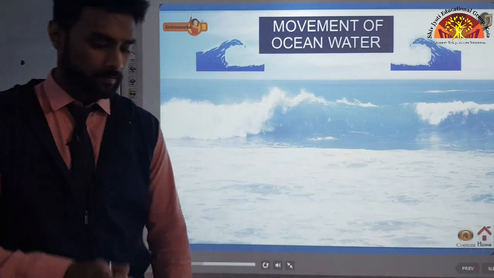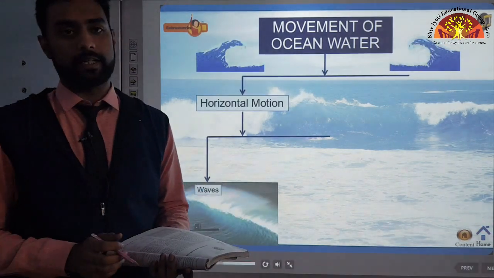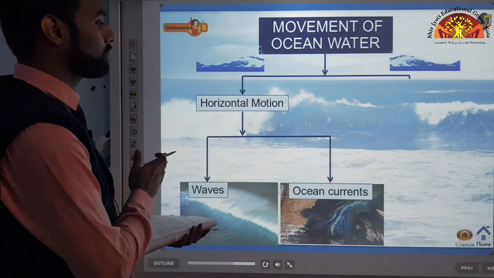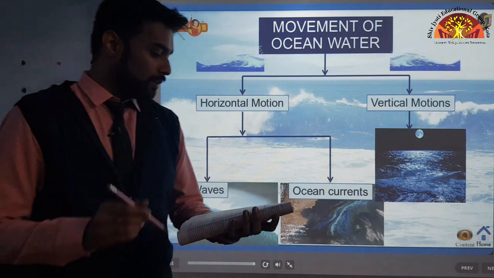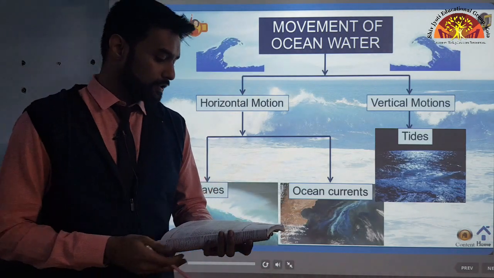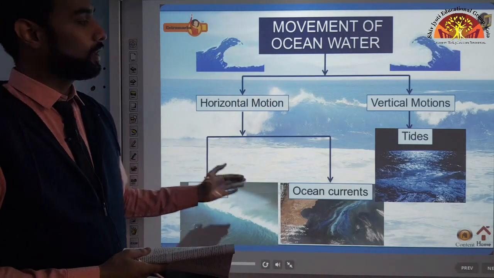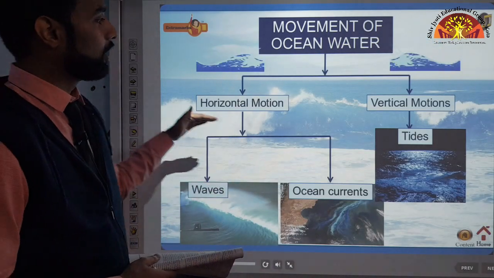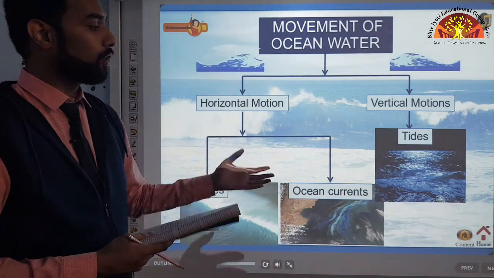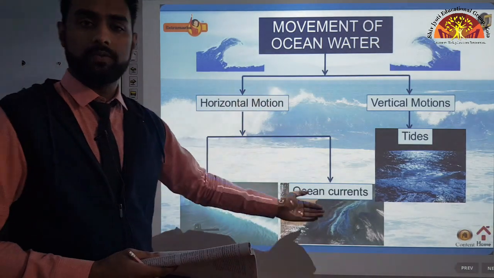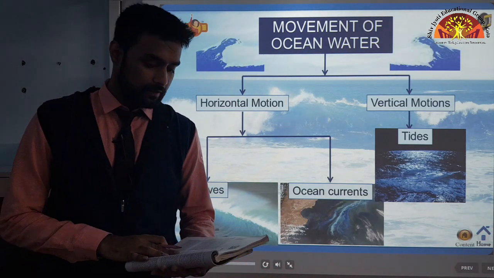Now, there are basically two types of movement, that is the horizontal movement and the vertical motions. Okay, we have a horizontal motions here and then we have the vertical motions. Now the horizontal motion refers to the ocean currents and waves. Now in this particular movement, the horizontal, the water will be flowing in a horizontal manner. But tides are vertical. That means the water will be flowing in upwards and downwards direction. Now, the vertical motion refers to tides.